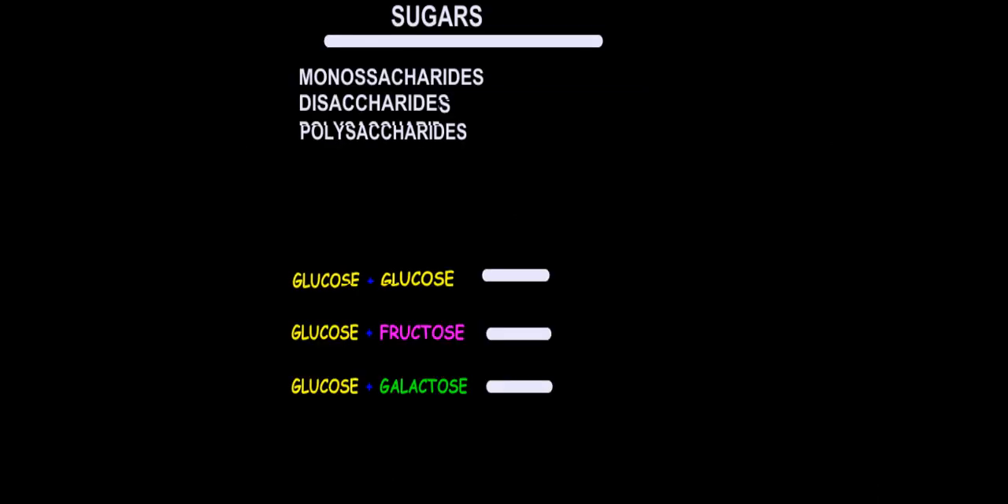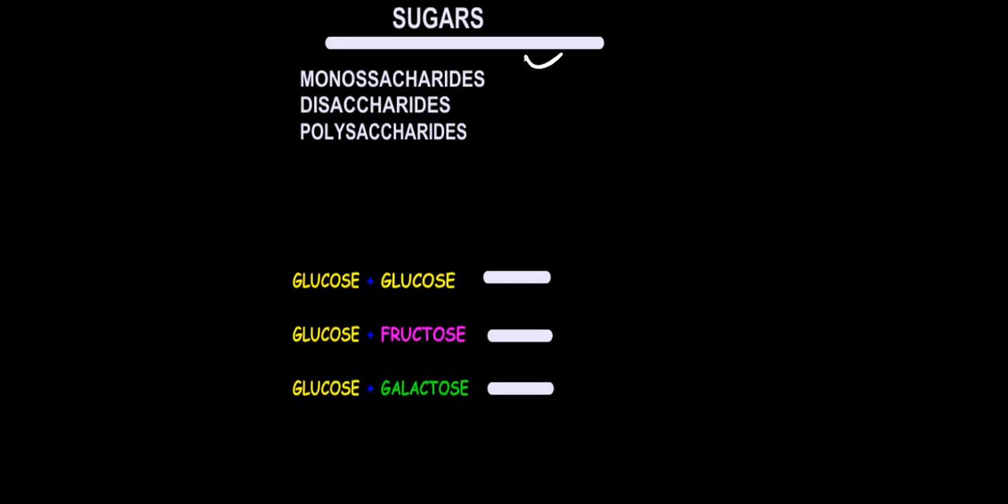Now let's talk about some of the sugars. Sugars can be classified as monosaccharides, disaccharides, and polysaccharides. Monosaccharides, you've got examples like glucose, fructose, and galactose. Then when you combine these monosaccharides, they'll give you what we call disaccharides. Di just means two. Then polysaccharides just means many units.